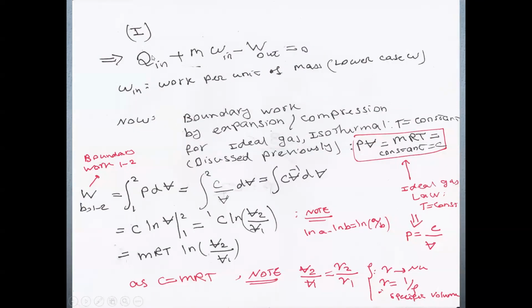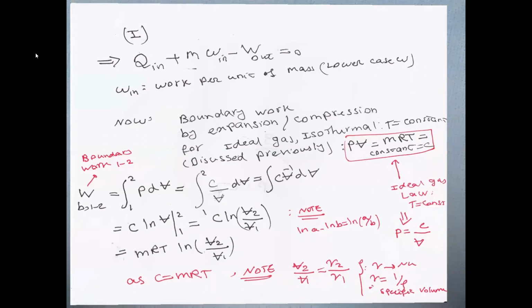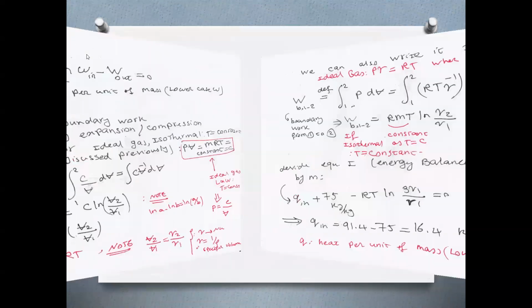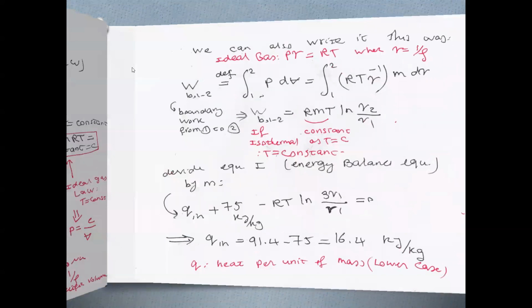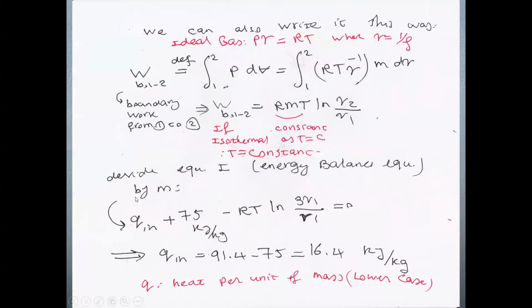And then Q becomes lowercase q, because when you divide capital Q by m, where capital Q is the total heat transfer to the air, we divide it by the mass of air. It becomes lowercase q, which means heat transfer per unit of mass. So that's equation 1, which is the first law. We just divide both sides by m and substitute whatever we had.